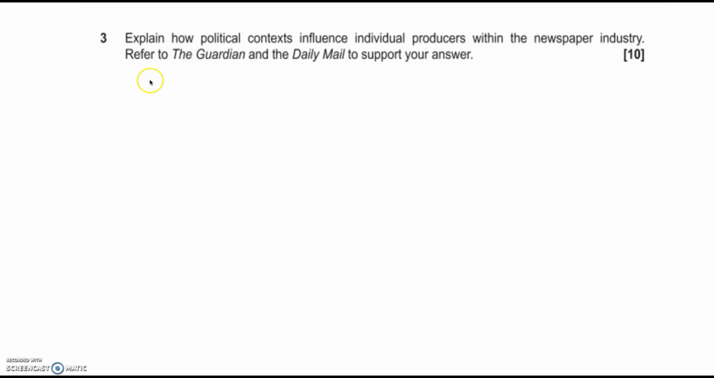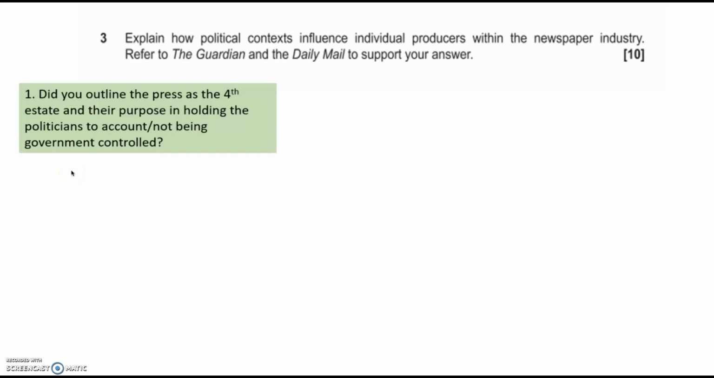So in this one, it says, explain how political context influenced the producers of the newspaper industry. Refer to the Guardian and the Daily Mail. Now, again, as we talked about with context, they're all pretty much interlinked. It could have said, explain how economic context affects it. Could have said ownership or regulation, but they're all actually intertwined. And we'll talk about why in a moment.